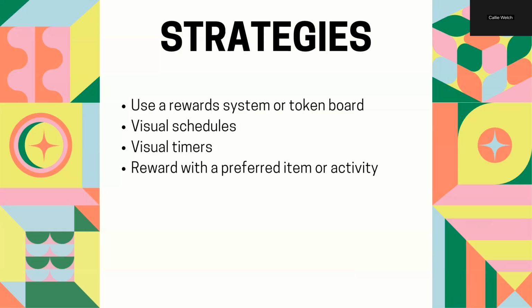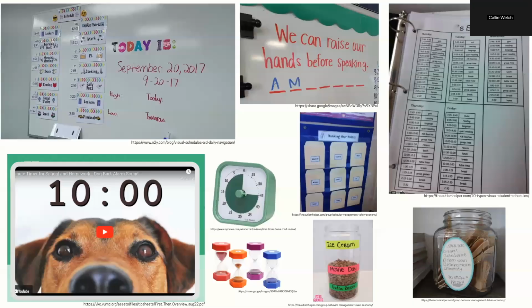And then rewarding them with a preferred item or activity. So if they know that, okay, I'm not going to be able to get access to the iPad if I don't do my work, but I know if I do my work, I can get access to the iPad. So making that contingent on them actually doing that work and putting that work in, that helps with this tangible function of behavior.